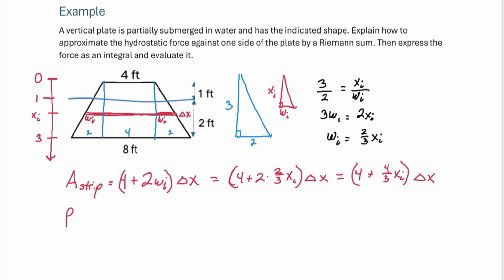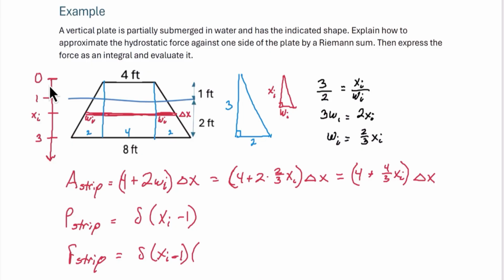Now the pressure on that strip is delta, the weight density of water, times the depth. And since the top of the plate is 1 foot above the water, then the depth is going to be x sub i minus 1. Now the force on the strip will be delta times x sub i minus 1 times the area of that strip, 4 plus 4/3 x sub i delta x.